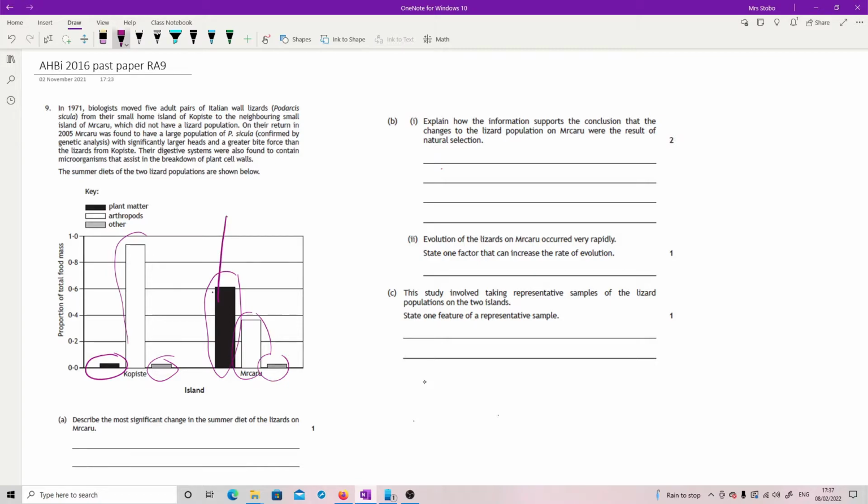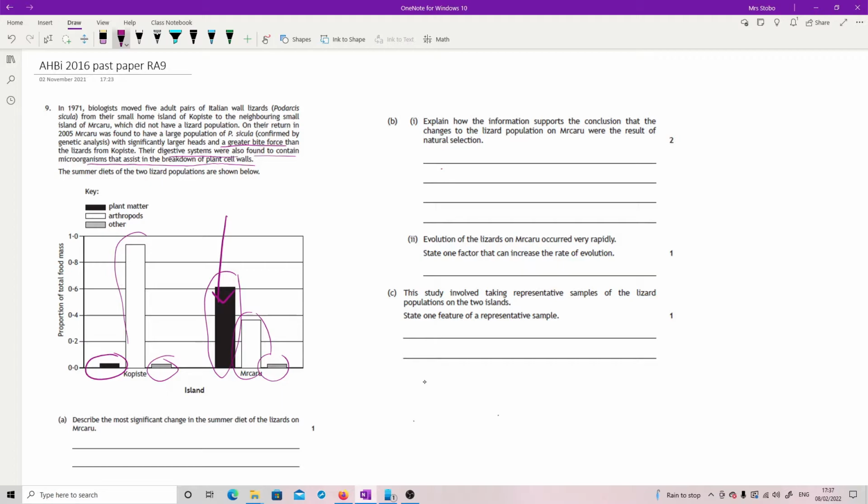Okay. Describe the most significant change in the summer diet of the lizards on the second island. It's got to be this. Okay, you basically have got a much, much greater proportion of plant matter, which shouldn't surprise us when we're talking about digestive systems also found to contain microorganisms that assist in the breakdown of plant cell walls. And then they also said they had a greater bite force.